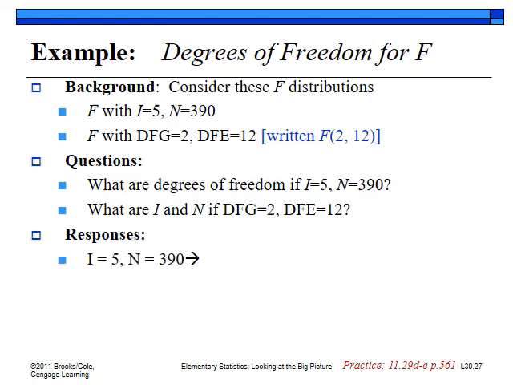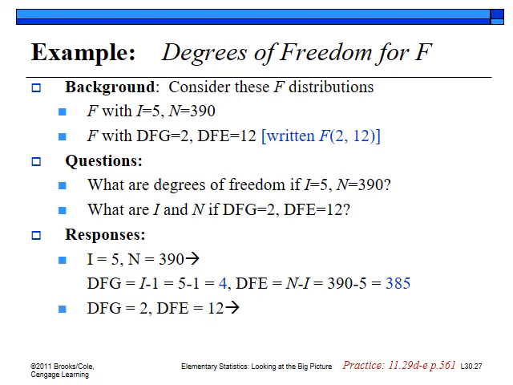Well, remember, the degrees of freedom for groups is 1 less than the number of groups, so that's 4. And the degrees of freedom for error is n minus I, so we get 390 minus 5, that's 385. Working backwards, if DFG is 2 and DFE is 12, we get that I must be 3, because the DFG is 1 less than the number of groups. And the DFE is the difference between n and I. We already know I is 3, so that means n must be 15.